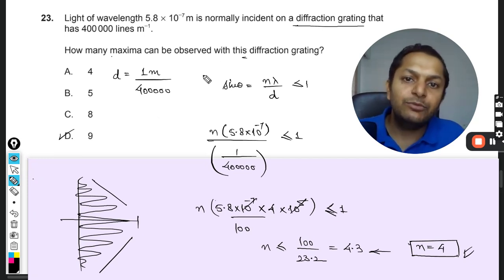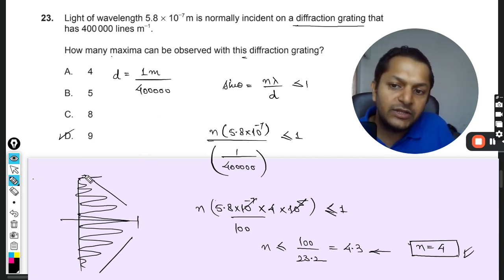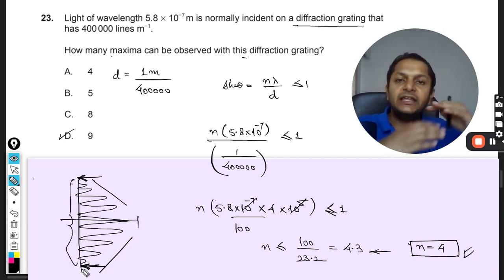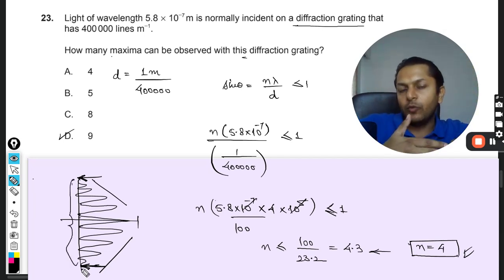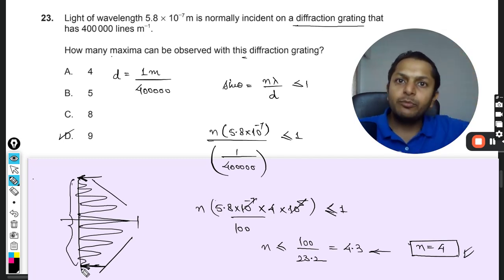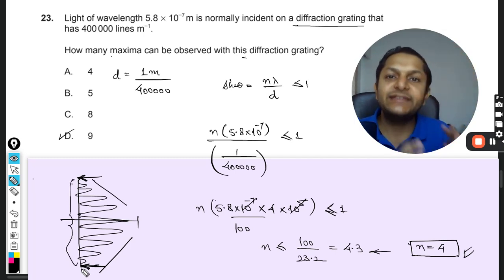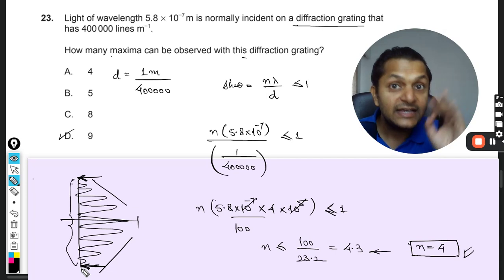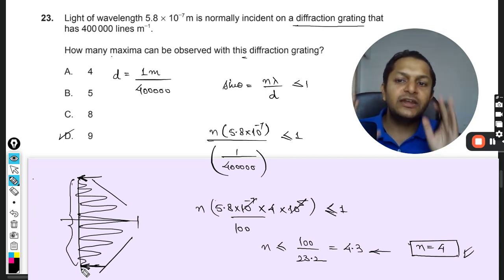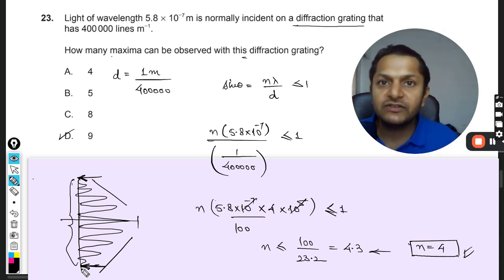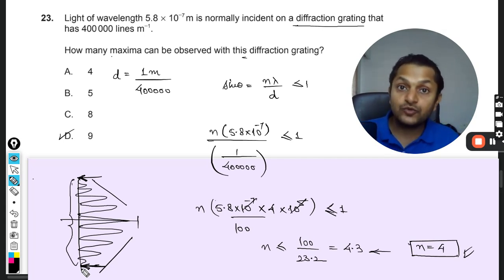How many maxima can be observed? Because at this point there will be the first diffraction minima, and here it will be the first diffraction minima. So we are only concerned with this much of the area, and including the positive and the below one, there will be 4 up, 4 below, 8, and 1 will be the central maxima because it is counted as 0. So a total of 9 fringes will be visible. So this will be your correct answer.